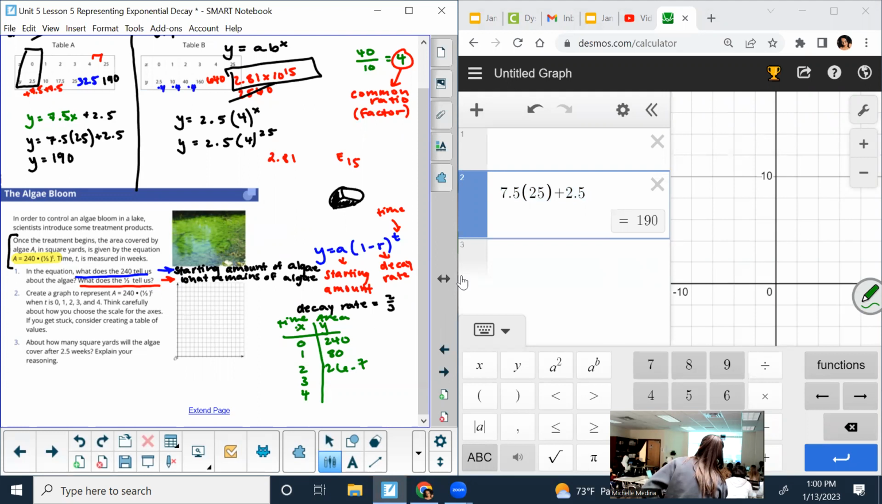Table 8, what did we get for number 3? What'd you say? 8.8. Table 9, what is the y when x is 4?